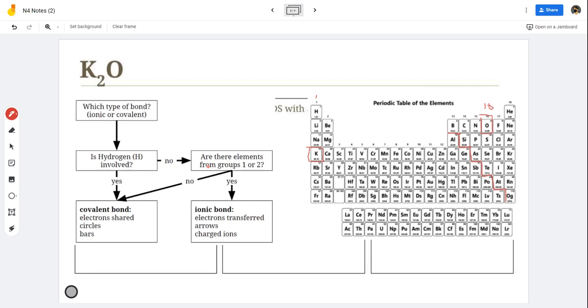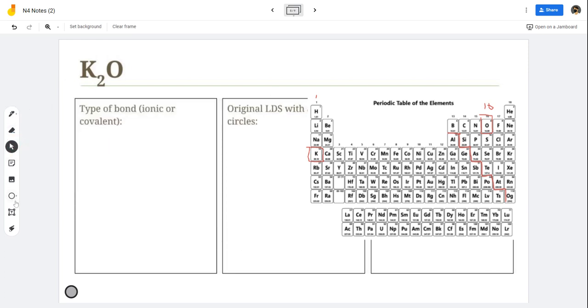So then if we look at which type of bond we're looking at, there's no hydrogen involved. So we go over here. Are the elements from group 1 or 2? The answer is yes, because of potassium. So that means we're going to have an ionic bond. So that's our bond type.